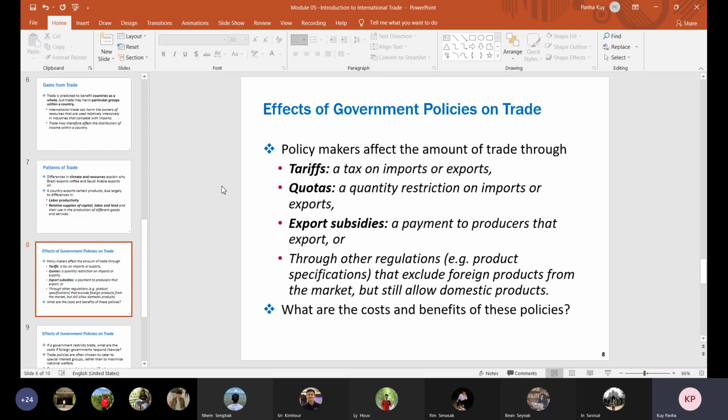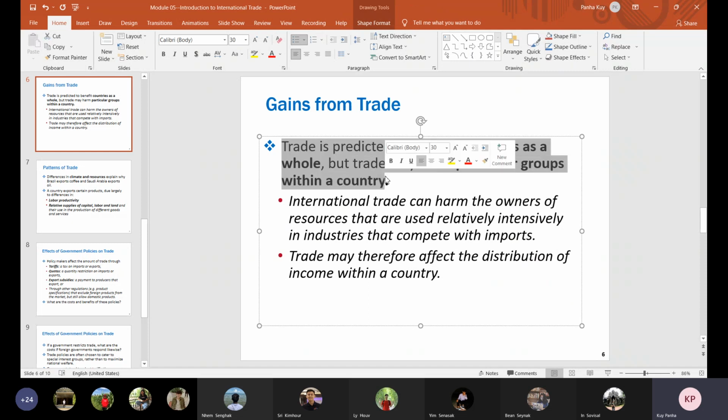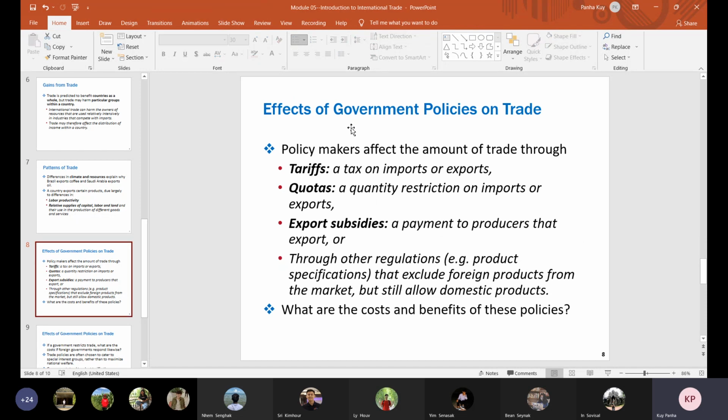The government does the intervention because of market failure, and we already learned that market failure, in the market principle, is because of market power and also externalities. Look at this sentence: trade is productive and benefits the country as a whole, but trade may harm particular groups within the country. Here, see that? So sometimes the government needs to play a role here.